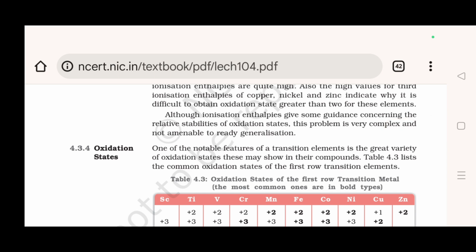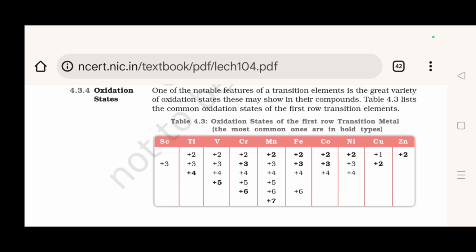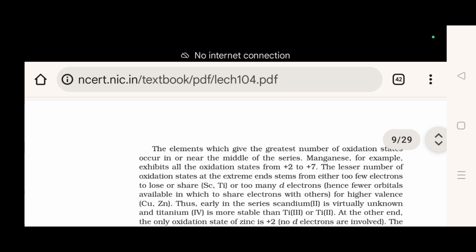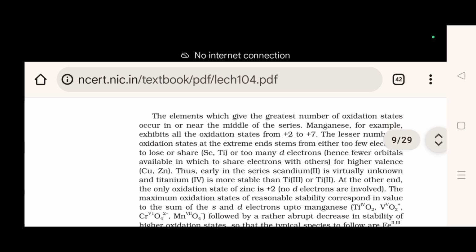One of the notable features of the transition elements is the great variety of oxidation states they may show in their compounds. Table 4.3 lists the common oxidation states of the first row transition elements. Scandium +3, titanium +2, +3, +4, vanadium +2, +3, +4, +5, chromium +2, 3, 4, 5, 6, manganese +2, 3, 4, 5, 6, 7, iron +2, 3, 4, 6, cobalt +2, 3, 4, nickel +2, 3, 4, copper +1, 2, and zinc +2. The elements which give the greatest number of oxidation states occur in the middle or near the middle of the series. Manganese, for example, exhibits all the oxidation states from +2 to +7.